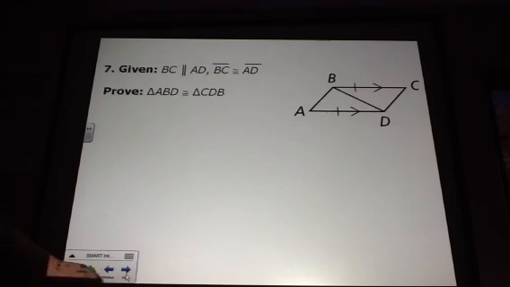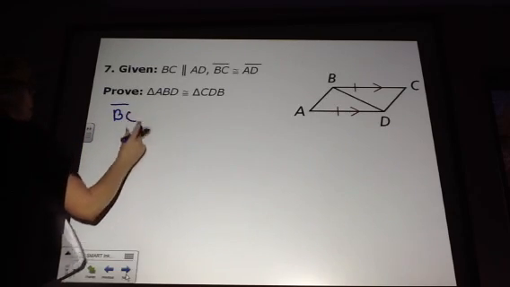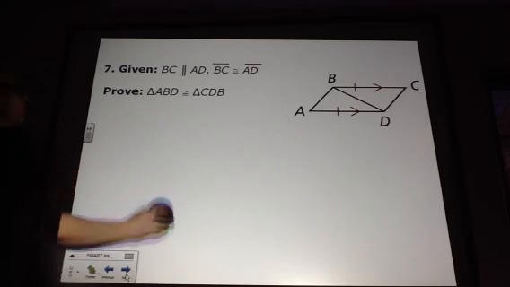Okay, last one. We're going to write a proof here. We're going to prove these triangles are congruent. Okay, so we've got parallel lines. We've got one segment congruent that's given. So let's start with what's given. BC is parallel to AD.